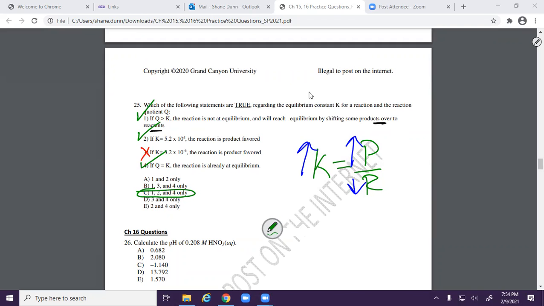Wait, how do we tell if the K value is big or small? Is it bigger than 1 or less than 1? If it's greater than 1, it's a big number. If it's less than 1, it's a small number.